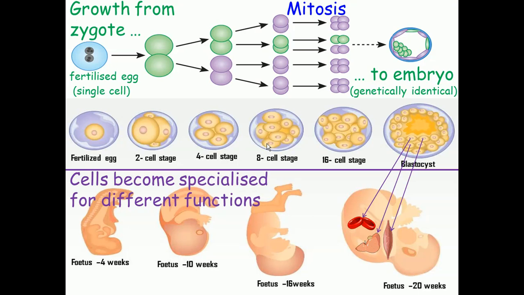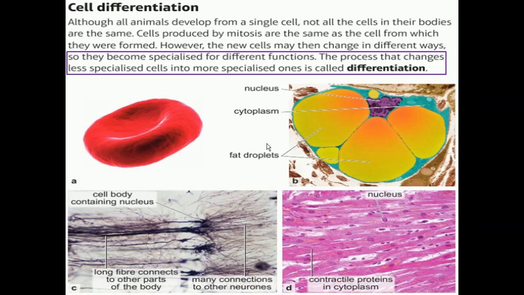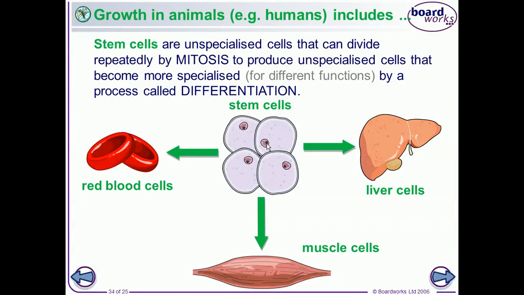To become more specialized, so that they can do different functions, involves a process called differentiation. Therefore, growth in animals where you are adding more cells involves these unspecialized cells dividing by mitosis to produce more unspecialized cells, and then the unspecialized cells have to become more specialized by differentiation. So growth in animals involves two stages. First, mitosis to produce more cells, and then these cells have to become more specialized by differentiation, and those are the two stages involved in growth in animals.